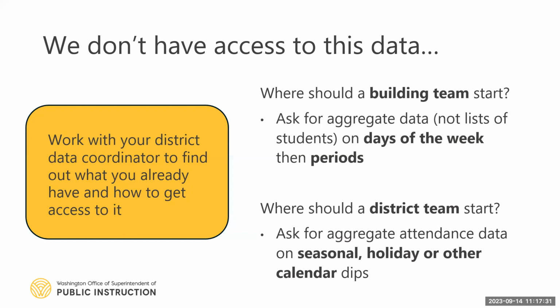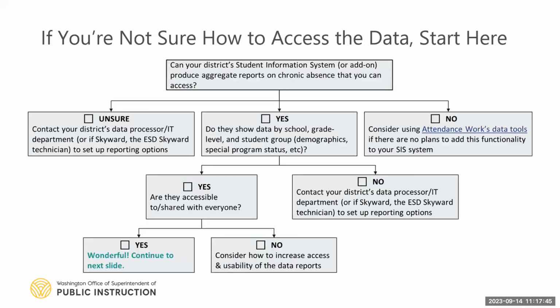And where should a district team start? Ask for the same thing, aggregate attendance data. What are our seasons, our holidays? Where do we see these big calendar dips? How do we start building systems and practices that address these dips? Okay. And then, like Allison had shared before, there's some really good process mapping and flowcharts you can follow.